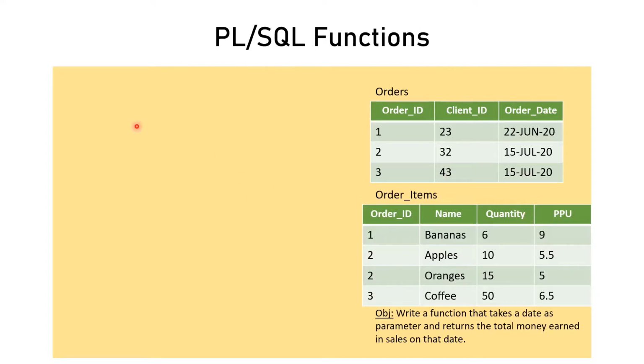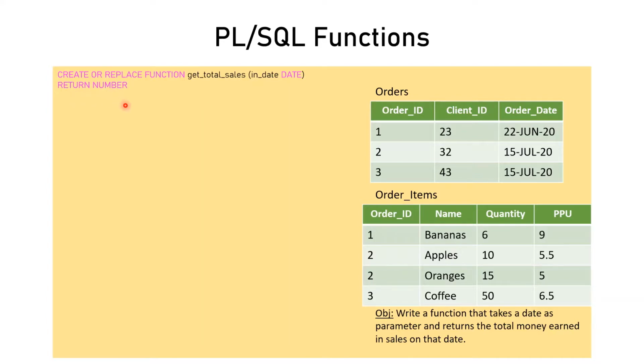Now let's write this function. We have named our function getTotalSales, and inside our parentheses we have mentioned that our parameter list will only contain one variable, and the data type of this variable will be date. And remember, in this case, we have named our variable as inDate. Next, we have our return clause, which states that our return type of the function will be number.